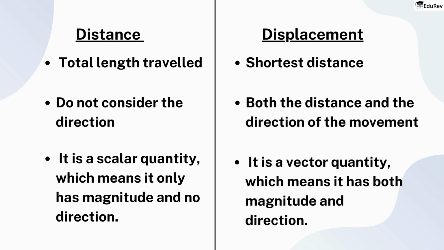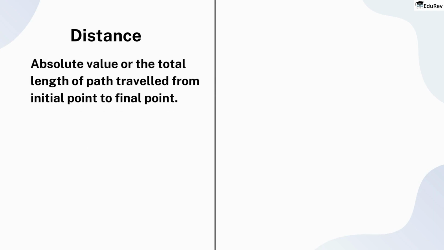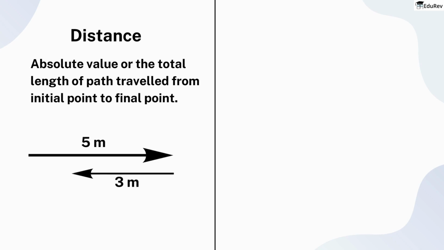Now, mathematically, distance can be represented as the absolute value or the total length of path traveled from initial point to final point. For example, if you walk 5 meters to the east and then 3 meters to the west, the total distance traveled is 5 plus 3, which is equal to 8 meters.